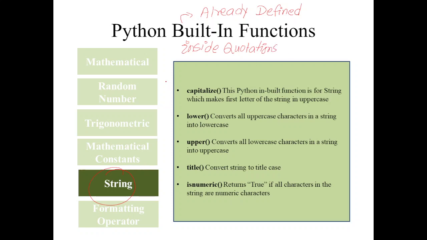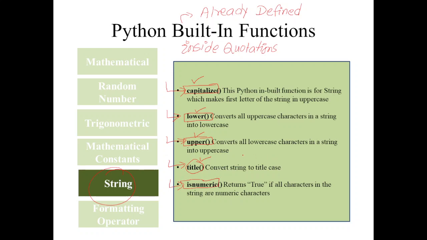Here are some common string operations. First is capitalize. It is used to make anything in capital form. Next is lower. It is used to make any letters smaller. Upper is used to make any value or alphabets in capital letters. And next is title. Title means it will convert in such a way that the first letter of each word will be capital. And next is isnumeric, which is used to check whether the value is numeric or not.